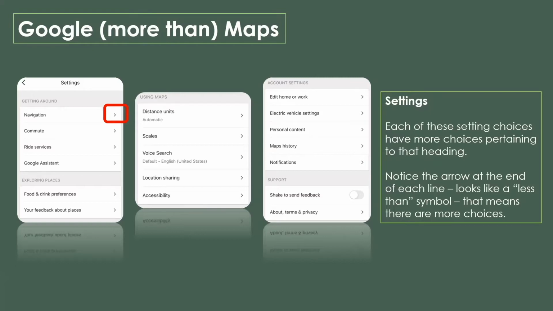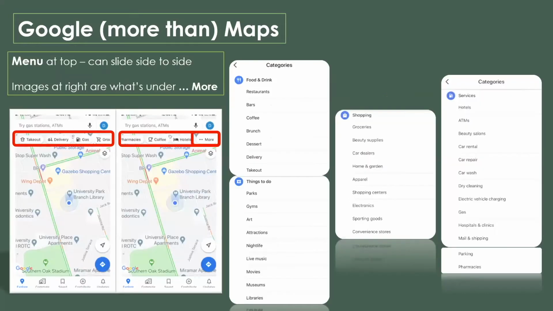Notice in the image on the far right-hand side, you have your map history, some notifications, and shake, meaning shake your device if you want to send feedback. So a lot of different choices inside there. Just look around to see what you have the ability to do inside of it.